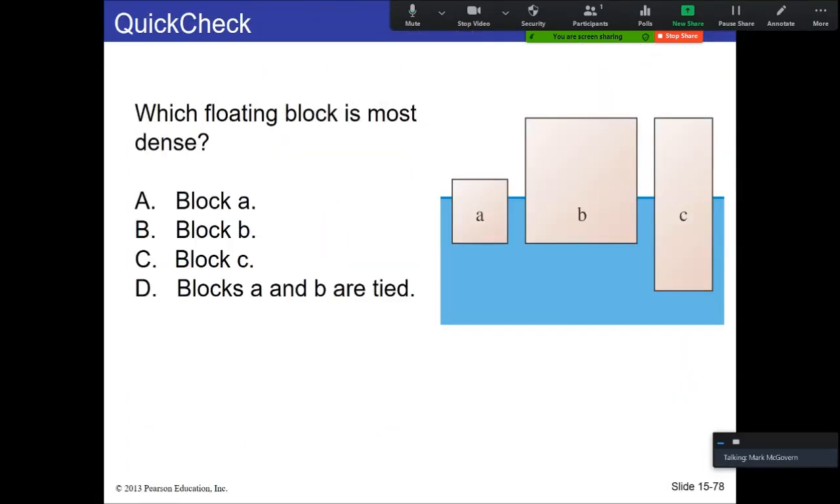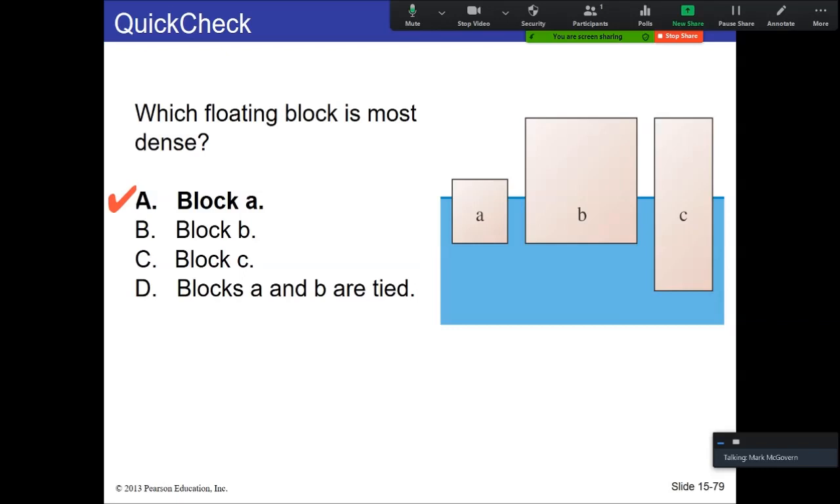All right. So, if you look at these examples here, you want to ask yourself, which floating block is the most dense, right? Let's think about that. All right, so the answer here is A. Why? Because, again, ratio of volume, ratio of the density. If there's a greater volume under the water, then it's closer in density to the fluid.